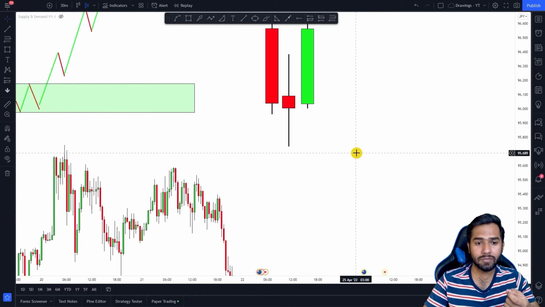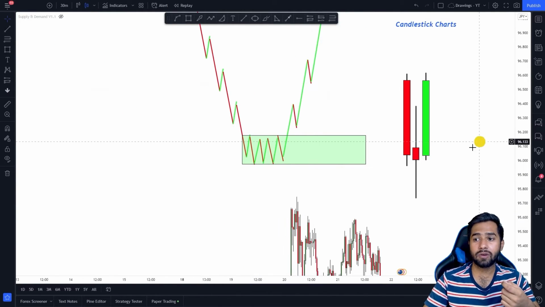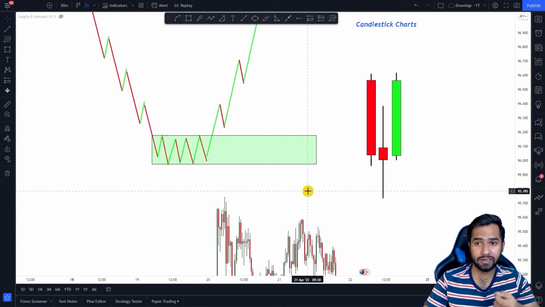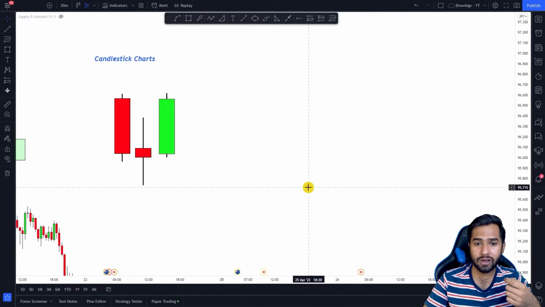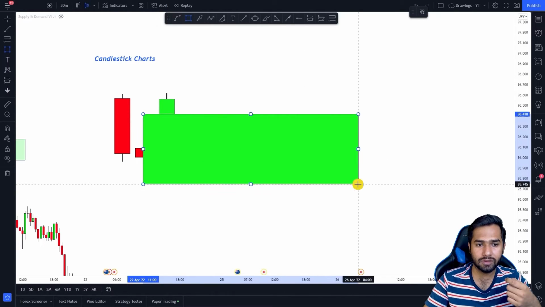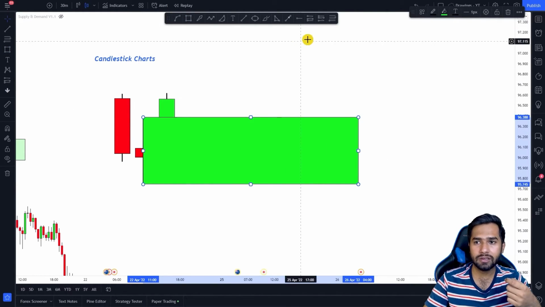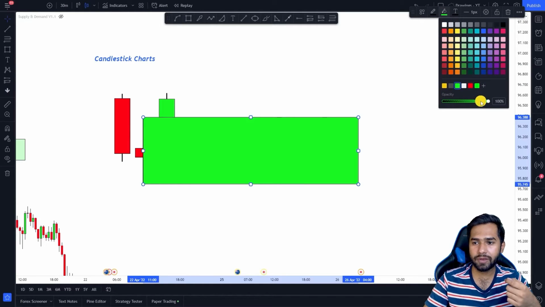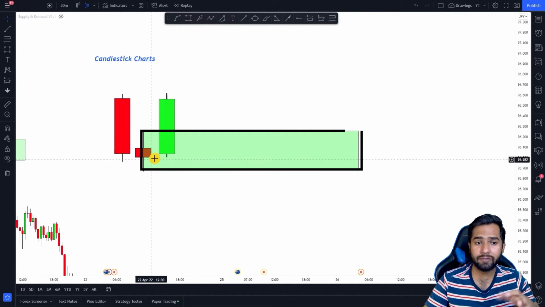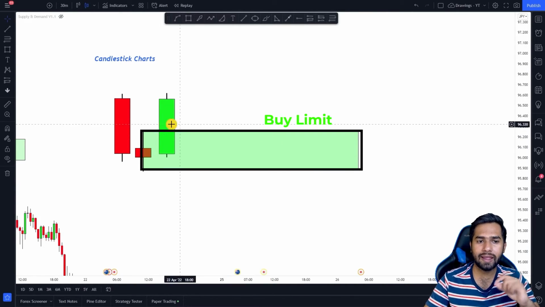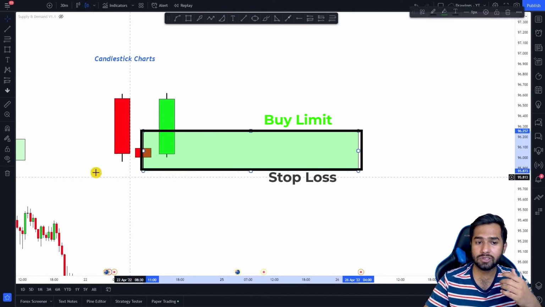Now let's talk about how you trade the demand zones. In order to trade the demand zone, as we discussed, our demand zone will be the high and the low of this candle. Let me draw it till here, and let me make the opacity a little bit lower. So the high and low of the candle will be the high and low of our demand zone. We'll put the pending order at this high, and our stop loss will be just a few pips below the low of this candle.